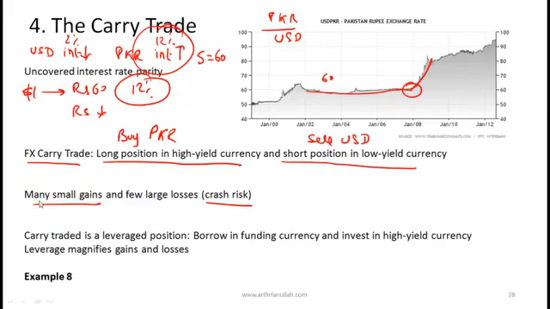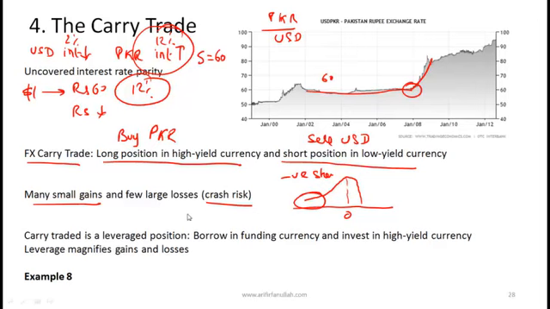Now, given this fact that if you do engage in a FX carry trade, you are likely to have many small gains and a few large losses, your returns are likely to look something like this. Let's say this is the zero level. There will be lots of small returns and a few large losses. So your return will be negatively skewed, and you will have a fat tail. So just take this as a given: with FX trades, your return profile has a negative skew and fat tails.